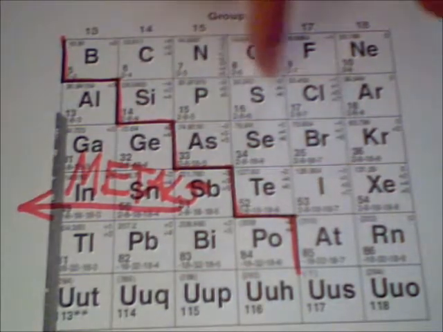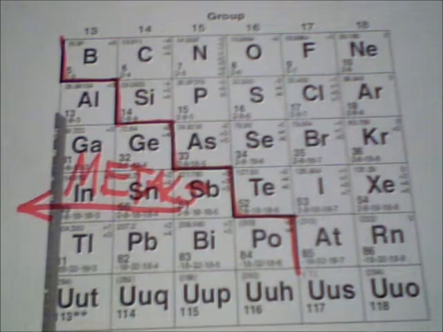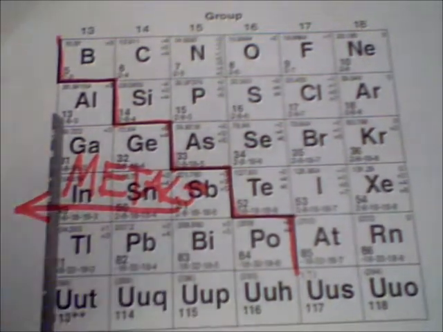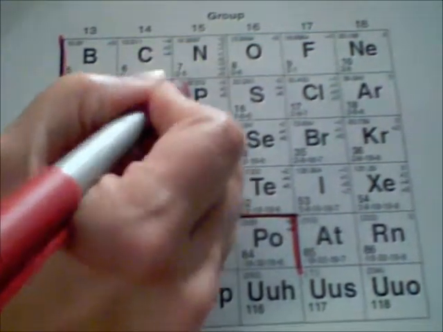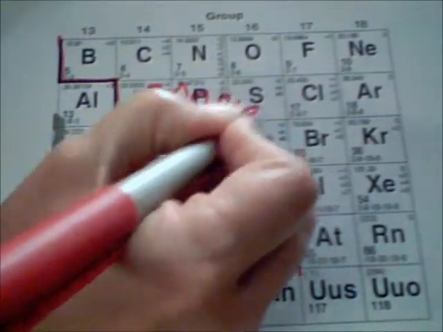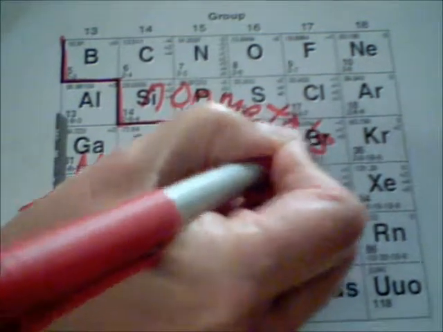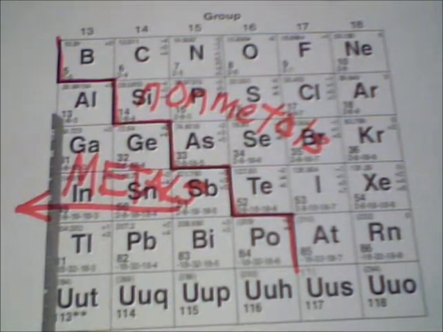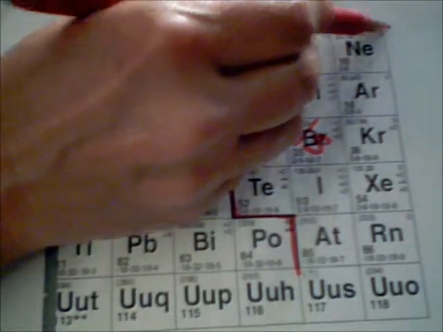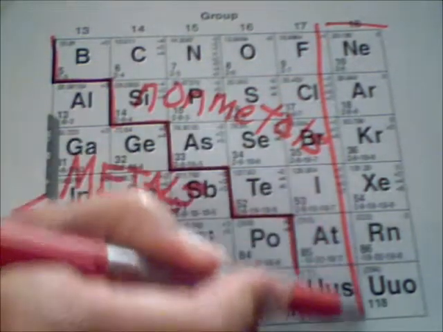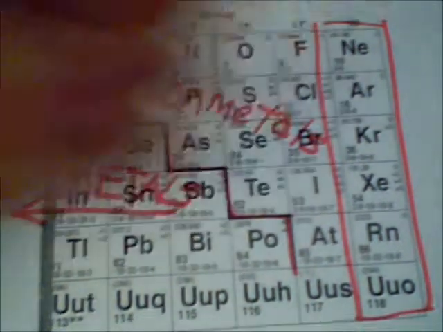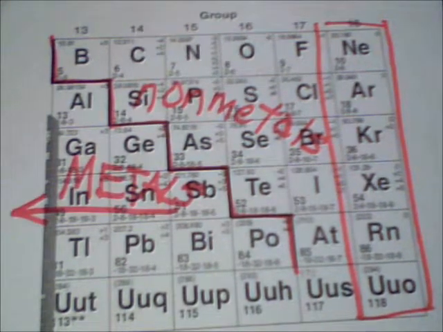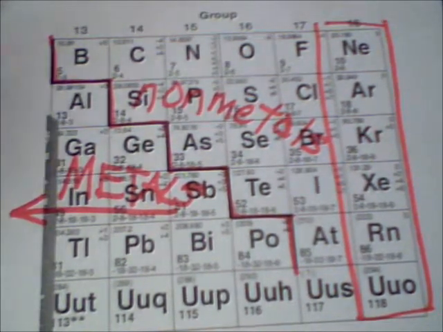What we call everything on the right side of the staircase are non-metals. So those are your non-metals. You're going to need to know that. And then this last column here, we're going to have to label those as well. We're going to call those the noble gases.